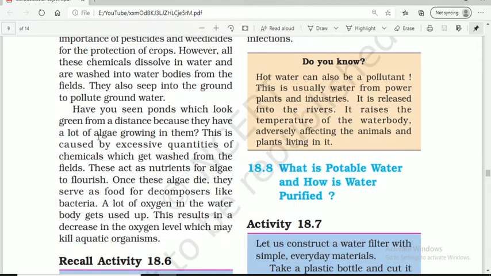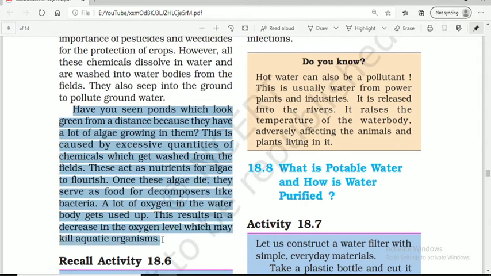If you see a pond near your home, from a distance it often looks green if it is not being used. It has a lot of algae growing in it. This is caused by excessive quantities of chemicals which get washed from the fields. These act as nutrients for algae to flourish. Once these algae die, they serve as food for decomposers like bacteria. A lot of oxygen in the water body gets used up. This results in a decrease in the oxygen level, which may kill aquatic organisms.